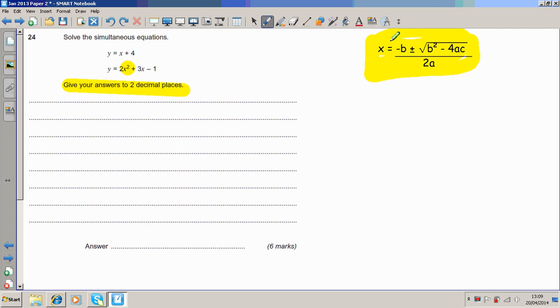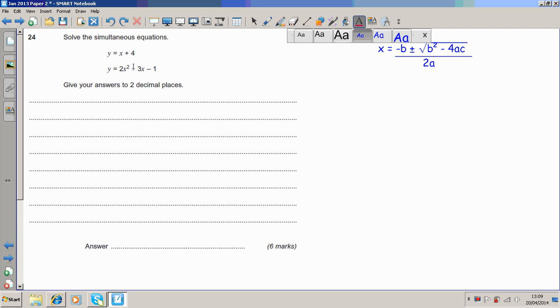Okay, and now that's not just for simultaneous equation ones, that's just whenever you see a quadratic and it says give your answer to 2 decimal places, you're going to be needing that rule. Okay, so make a note of that. Right, so back to our equation. This one's going to be a tricky one, I reckon. I think we can do it.